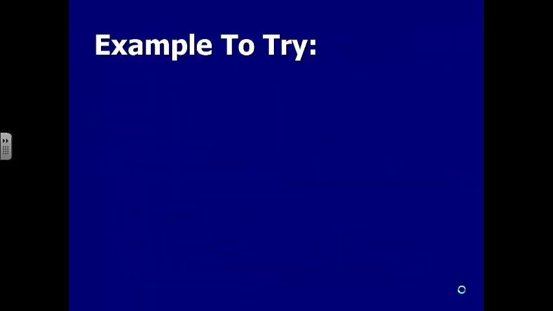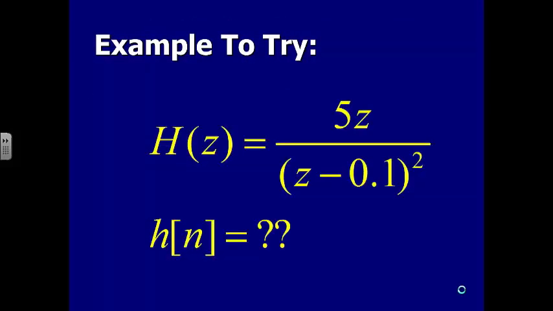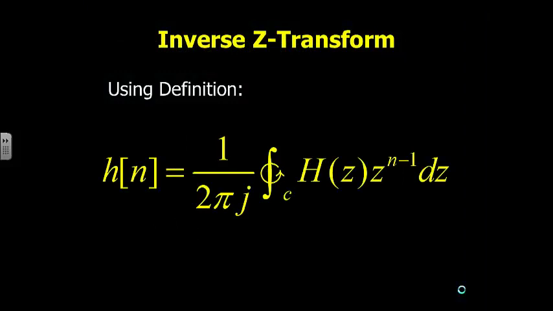So here's an example. We'll try this. H of z is 5z over (z minus 0.1) squared. If that's the transfer function of my system, we want to know its unit sample response, which happens to be the inverse transform of H of z. We go up to our handy dandy table and ask, what are my options here? Well, we can use a definition. Here was the forward transform. That's not so bad. There's the inverse transform.